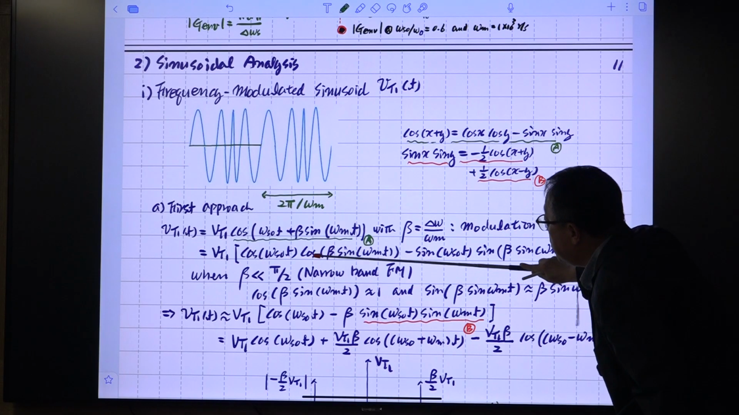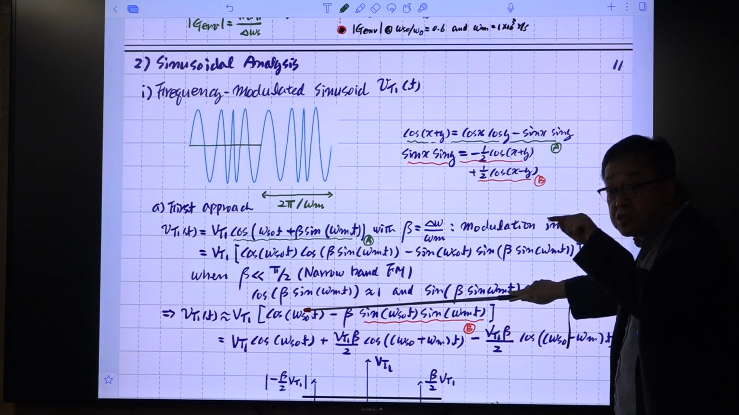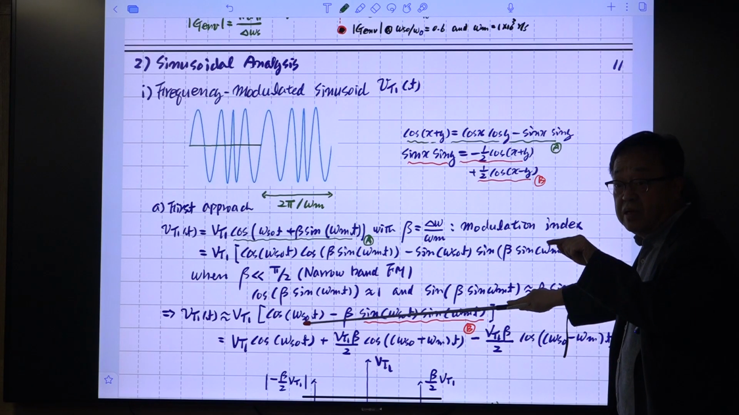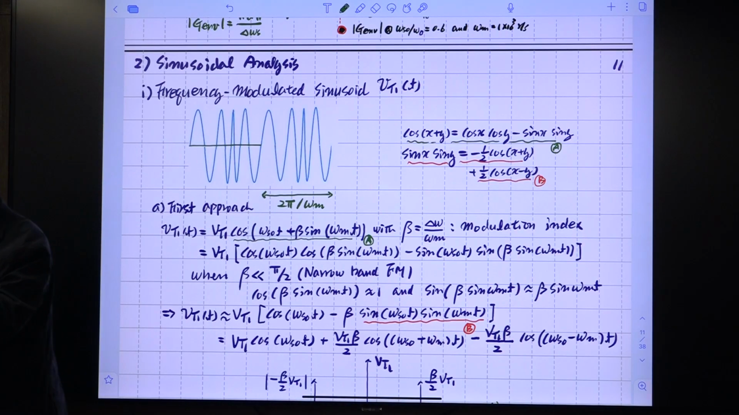And this can be simplified. If beta is very small, this reduces to 1. Okay? Cosine x, x is very small. That value is just 1. Sin x, x is small. That value is just x. Okay? That is the first order approximation of the Taylor series expression of cosine and sine function. So we use that. So this comes from this Koko Sasa formula.